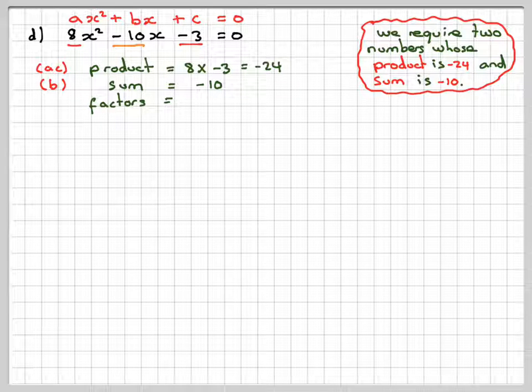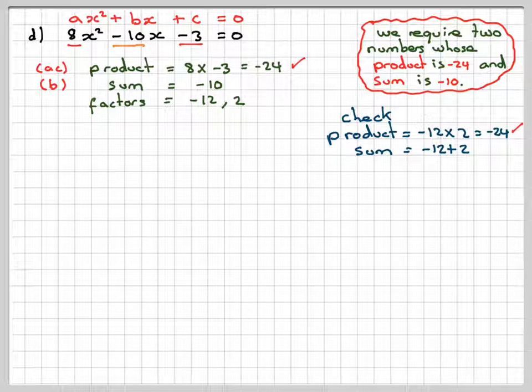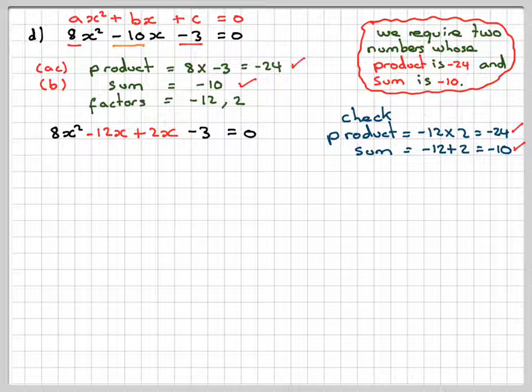Again, you might want to stop the video here and try and think for yourself what these two numbers have got to be. You might come up with minus 12 and 2. Let's just check that. The product, minus 12 times 2 gives minus 24, so that's okay because that's what we wanted. And the sum is minus 12 plus 2, and that gives minus 10, and again that's what we wanted. So take our quadratic equation, which is 8x squared, and now split up into minus 12x plus 2x minus 3 is equal to 0.